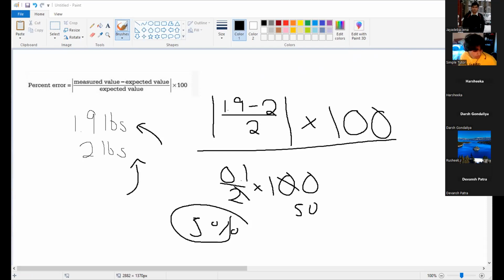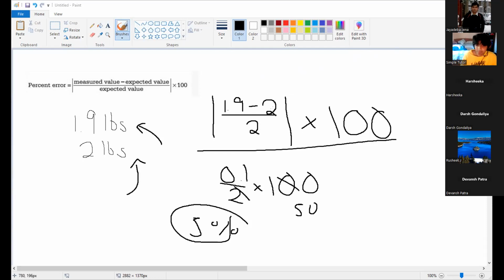Jayadeba, do you have a question? Yeah, wait, so couldn't you just do the measured value over the expected value and then subtract that fraction from 1, and then you get a fraction and turn that into a percent, and then that's your percent error?